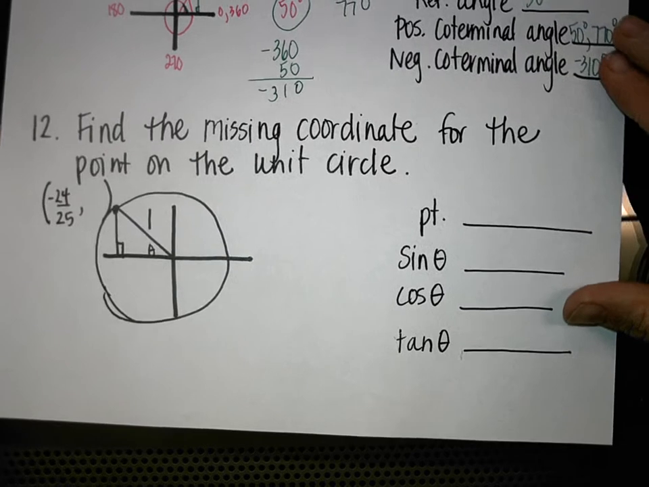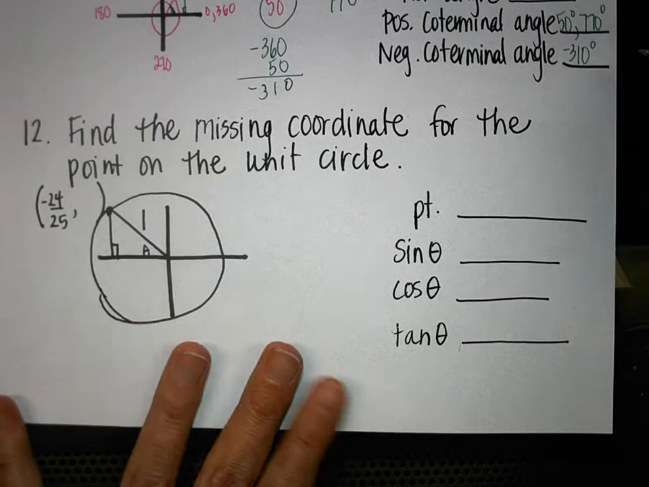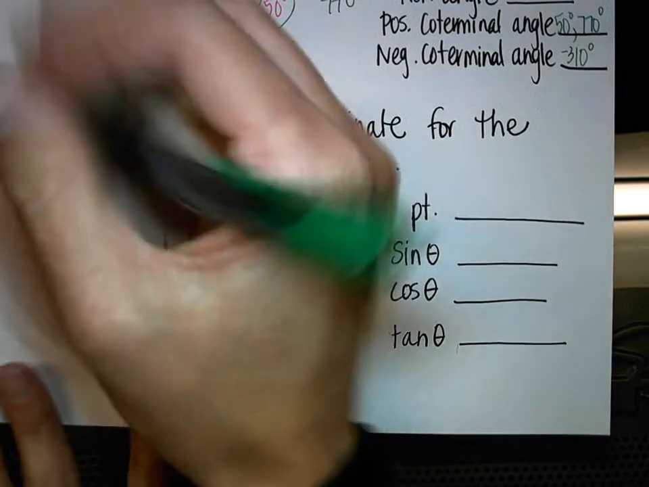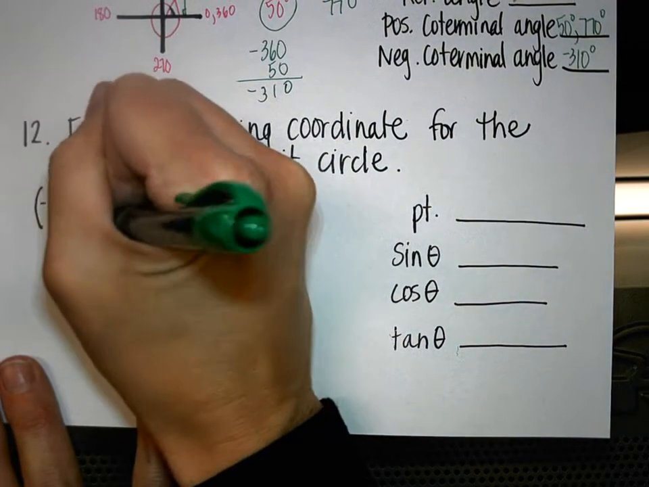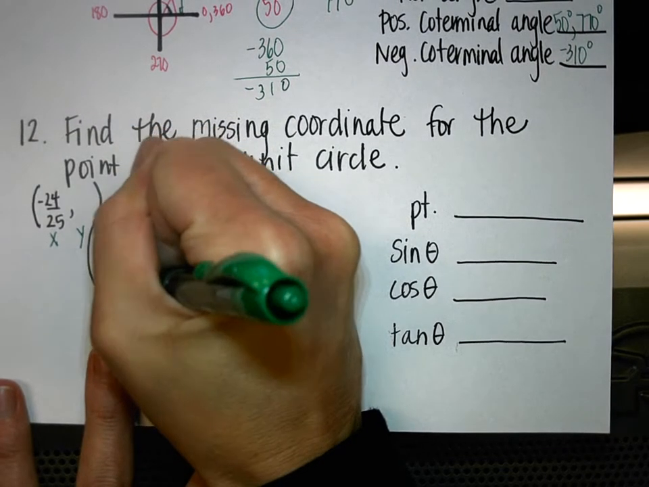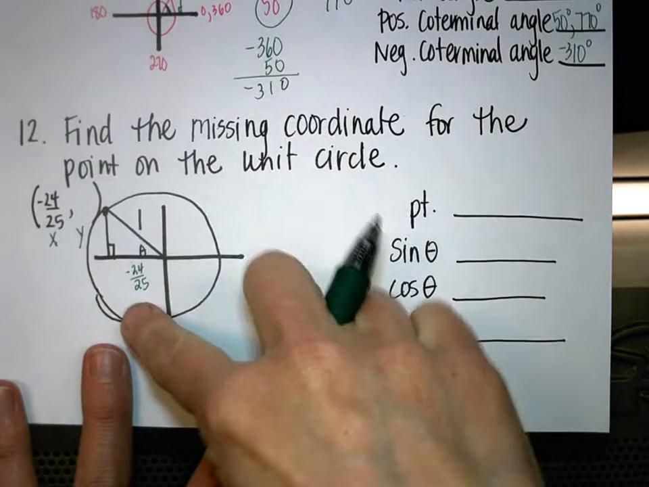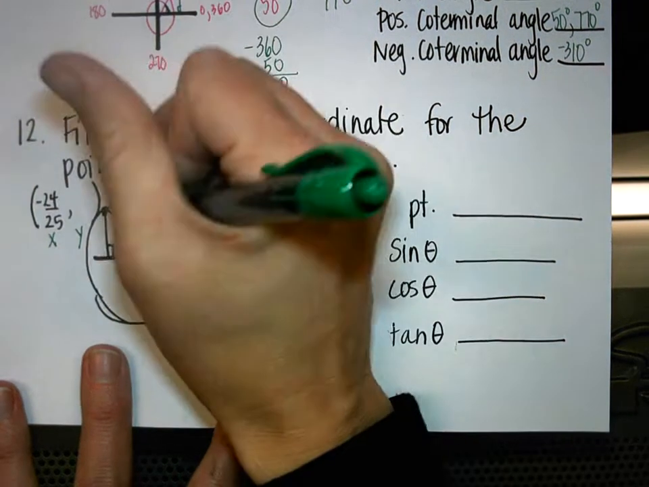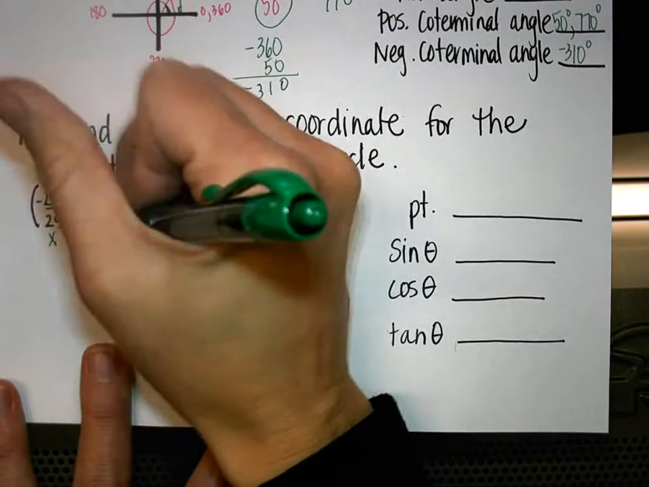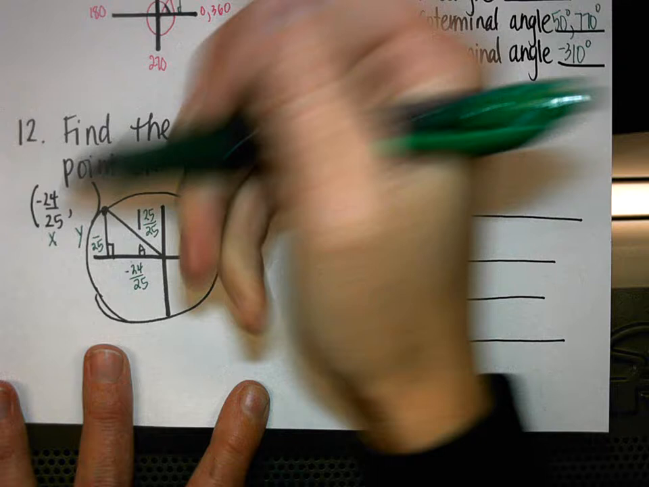Number 12, find the missing coordinate for the point on the unit circle. So they've already given us a point here, which is negative 24 over 25. This is in our x spot. We need to find the y spot. We know that 1, if we want it to have a denominator of 25, we can change that to be 25 over 25. And this y value here will also have a denominator of 25, but we need to find out the top there.